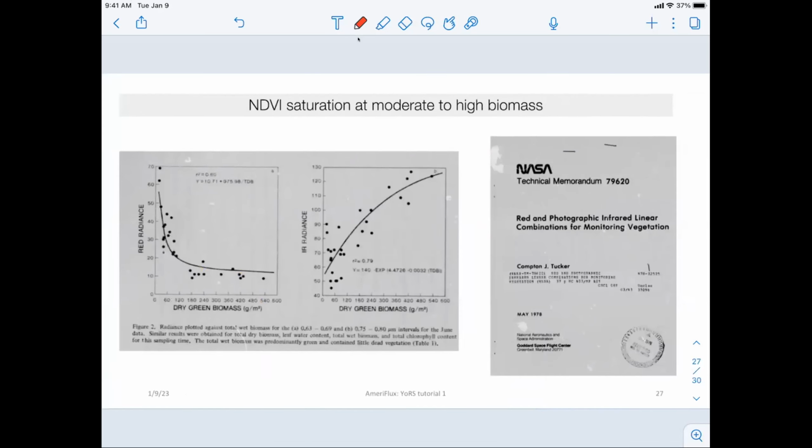One caveat to this is that often NDVI saturates at moderate to high biomasses. And that's because the amount of infrared radiance that's reflected begins to asymptote under high biomass. And in the red part of the spectrum, we actually begin to see an asymptote under moderate to high chlorophyll concentrations as well, as increases in biomass occur.